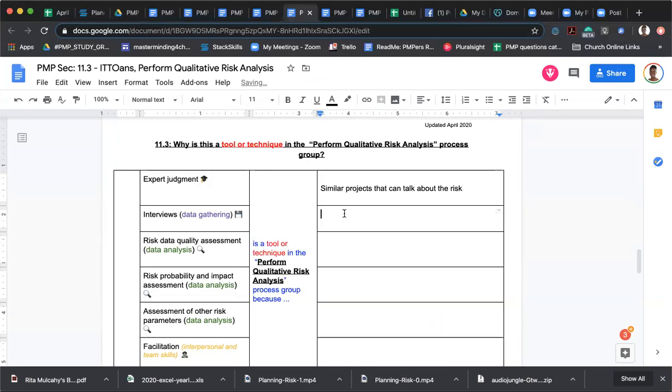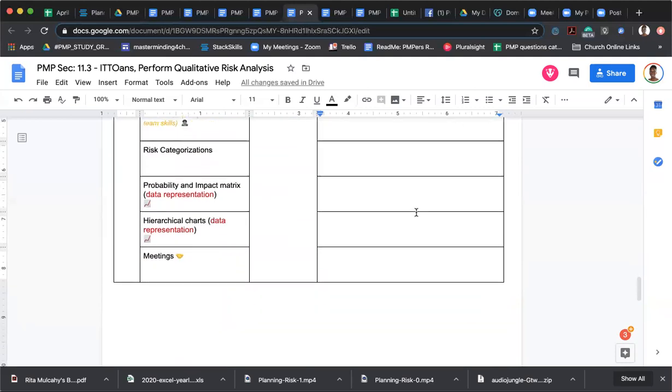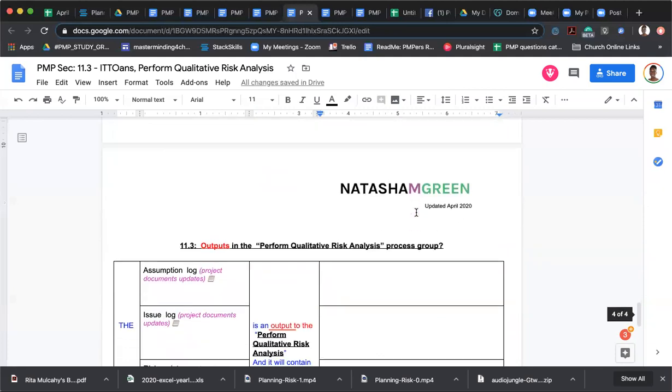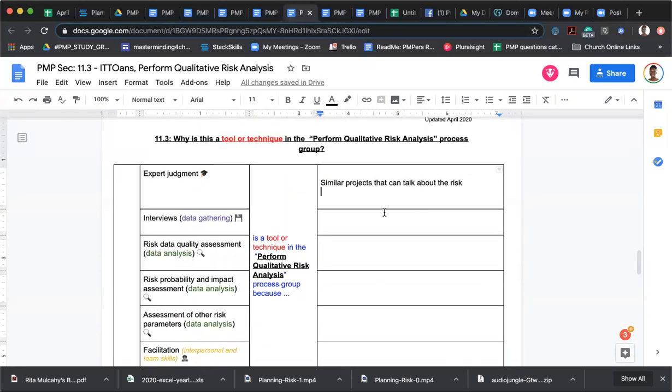Interviews, data gathering. And before that, we can also add qualitative risk analysis as a technique used for this process. I didn't add it here. Qualitative risk analysis and expert judgment: people who actually have expertise in that particular analysis technique.